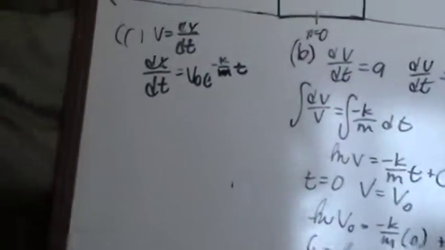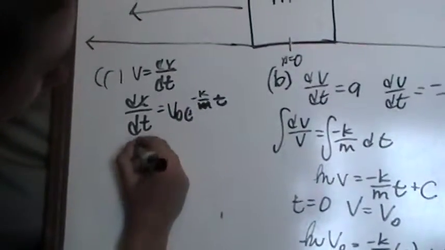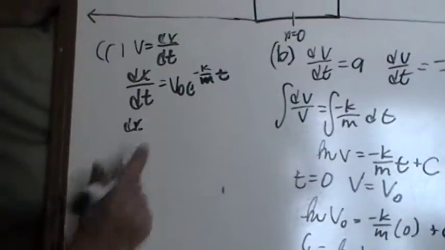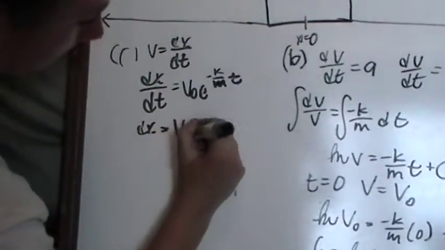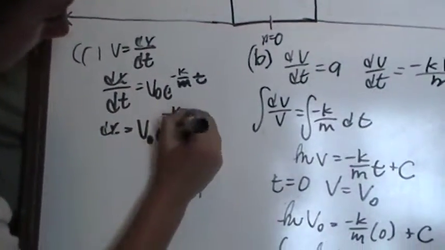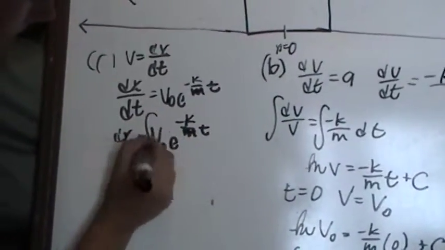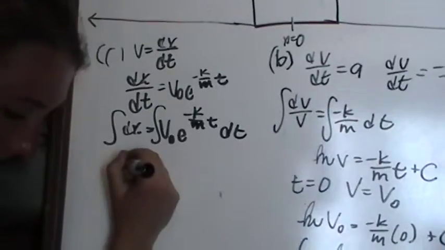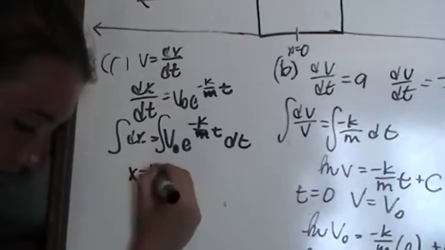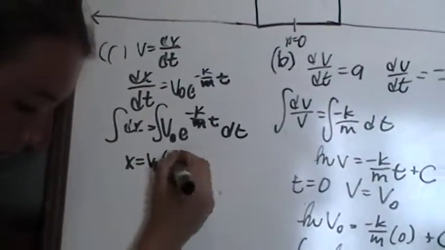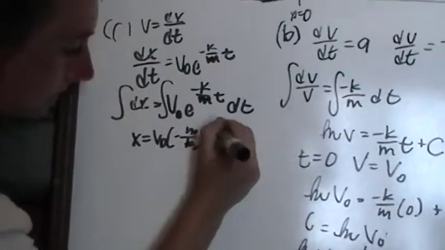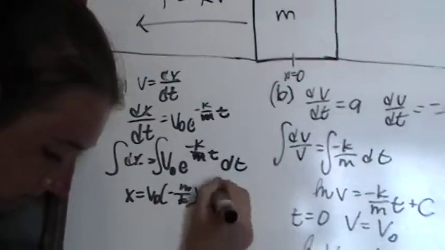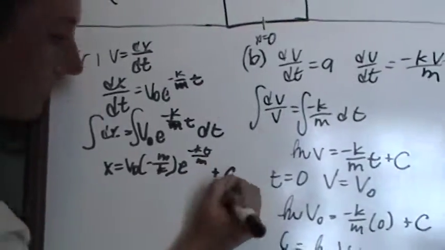Now we're going to separate the variables and integrate again. So dx is equal to v naught e to the negative k over m t dt. Then we integrate, and we get that x is equal to v naught times negative m over k e to the negative k t over m plus c.